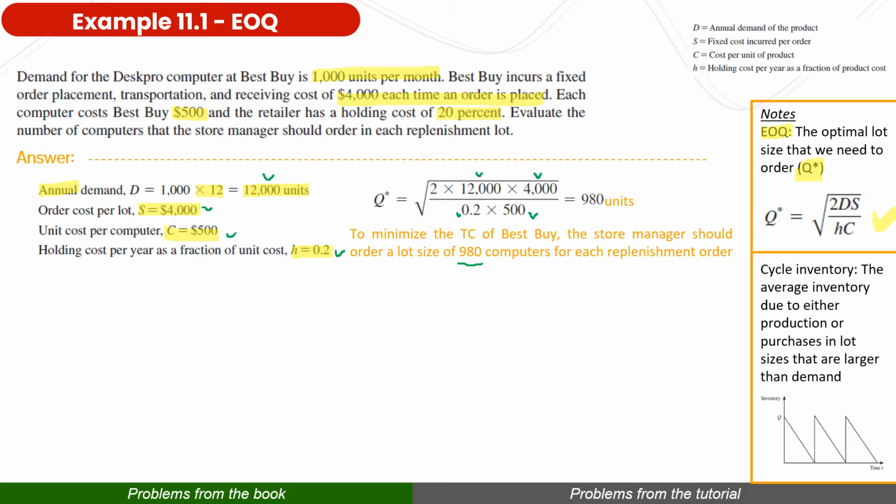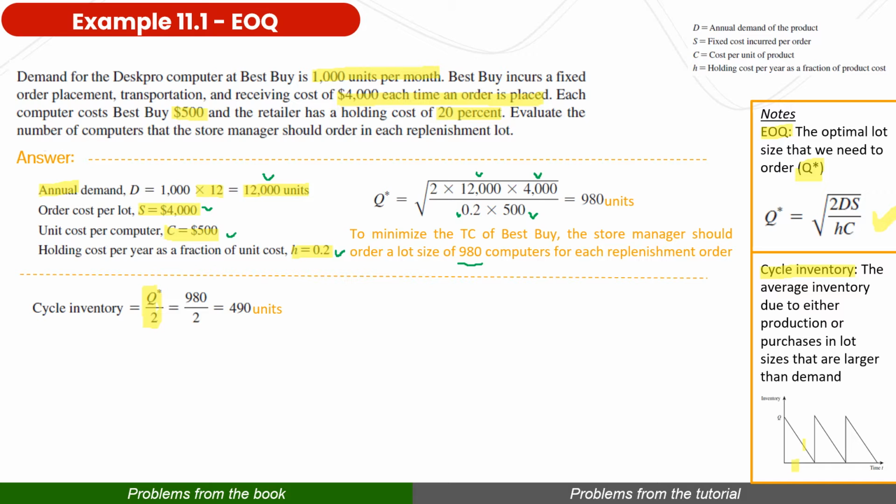And if we want to analyze more, we can calculate the cycle inventory, that is the average inventory that we hold due to either production or purchases in lot sizes that are larger than the demand. The formula is here, Q star divided by 2. Before we already got our Q star or EOQ, that is 980. So we just need to divide it by 2, and we got 490 units.